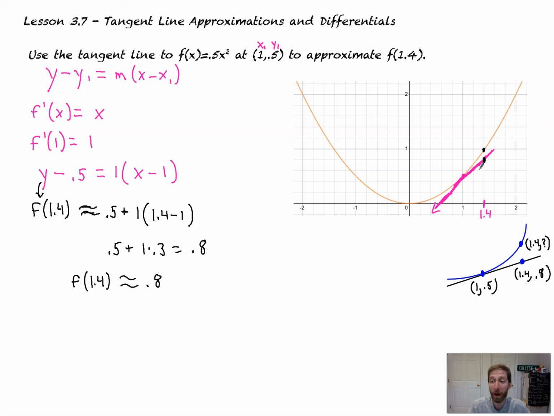One more time. Find the tangent line, plug in the x value into the tangent line where you want the approximation. You're then finding a y value on the tangent line. That approximates a y value on the curve that's near it.